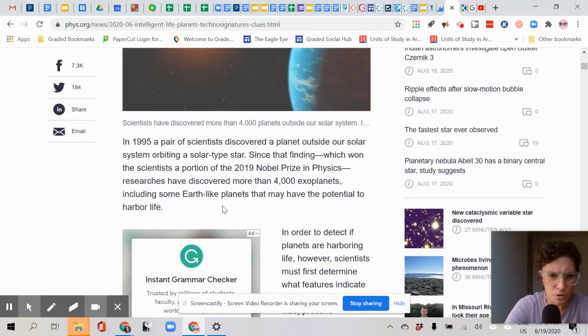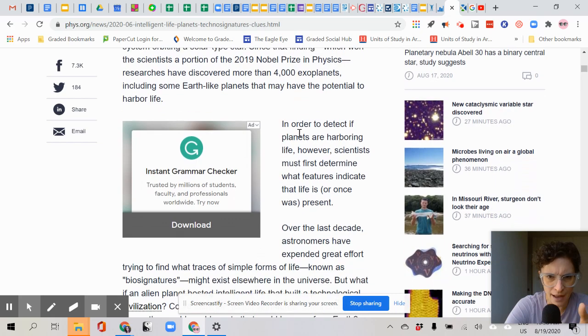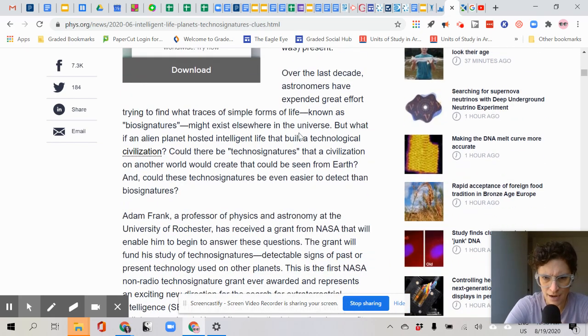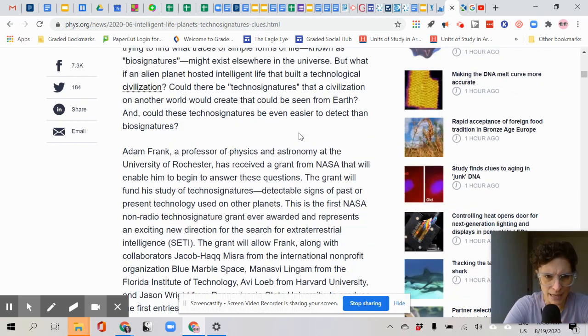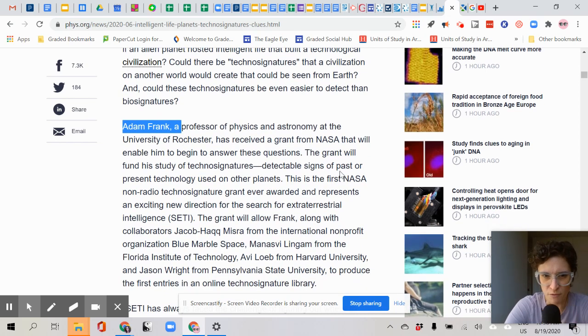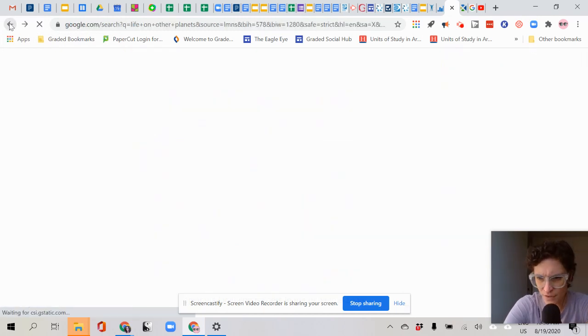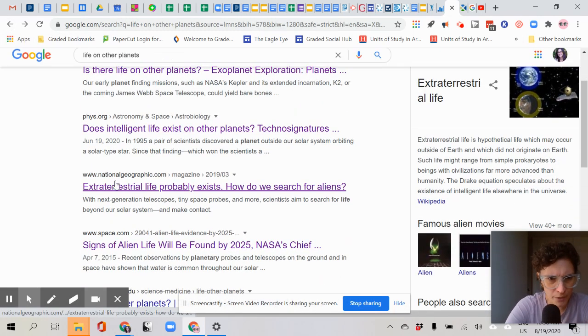Techno signatures may hold new clues. And this is educating me about things that are happening in different laboratories, right? It's definitely telling me about the most recent research. And look, lots of authors and people that are a good authority. They're mentioning researchers, people who have won grants, who work for reputable organizations. This one's a great one. So this could work.